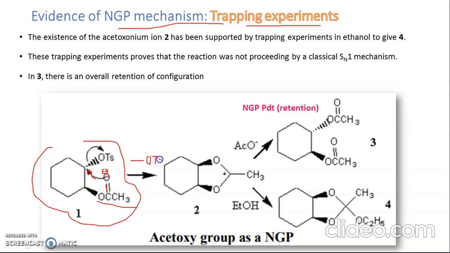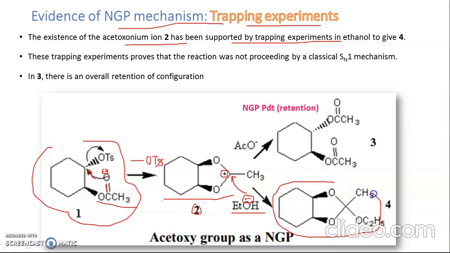OTS is a very good leaving group because the corresponding acid is very acidic. So now we are getting structure 2, where there is a cyclic five-membered structure and there is a carbocation also. The existence of this acetoxonium ion 2 has been supported by a trapping experiment when the reaction is done in ethanol. After this step, if you are using EtOH, then EtO minus, just think of it as H plus and EtO minus, will attack here, and as a result you are getting product 4. This is proving that there must be formation of this type of carbocation, the 5-membered cyclic structure. Otherwise how would we get product 4?